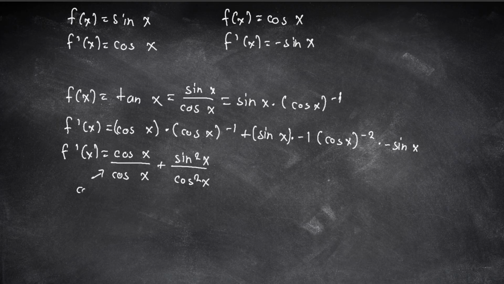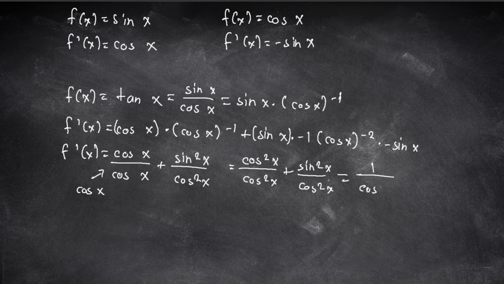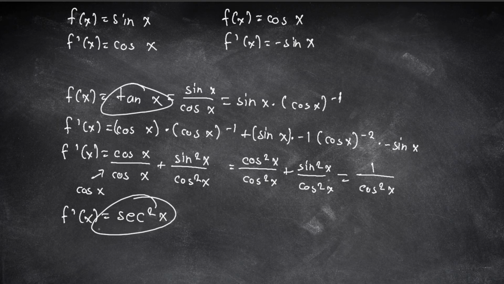Now to simplify this, we just need to multiply the top and bottom by cosine of x. So this becomes cosine squared of x over cosine squared of x plus sine squared of x over cosine squared of x. Cosine squared of x plus sine squared of x is 1. So then we just have cosine squared of x on the bottom. So the derivative of our tangent of x is just secant squared of x, because 1 over cosine is secant, and since it's squared, secant is squared. So the derivative of tan is secant squared.